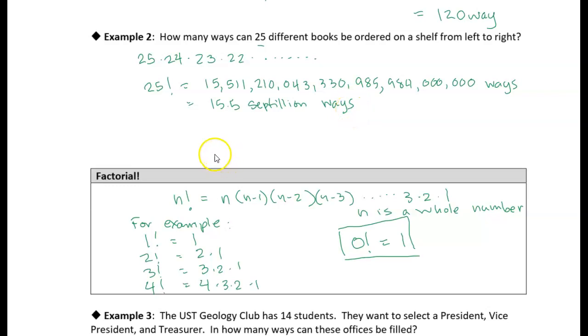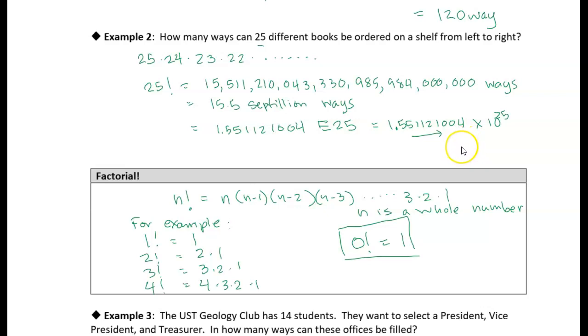Now, if you put this into your calculator, here's what you'll get. You'll get something that looks like 1.551121004, and it'll say E25. What that means is it's scientific notation. It means 1.551121004 times 10 to the 25th power. So essentially you just need to take this decimal place and move it 25 places to the right in order to get the number.